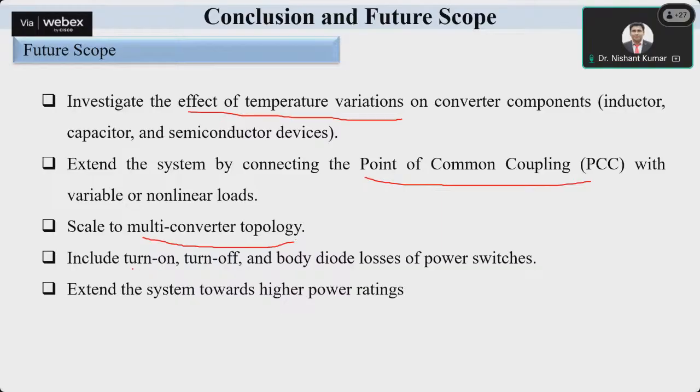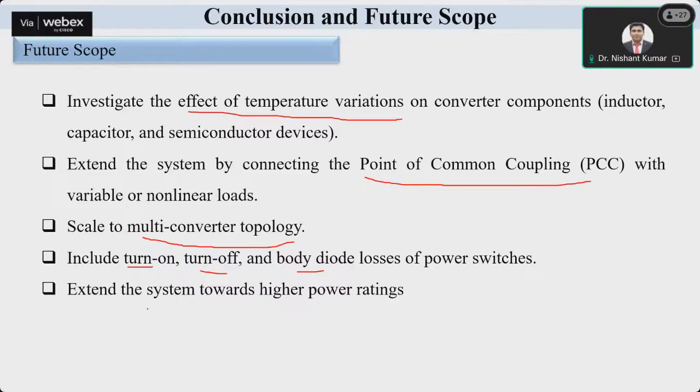Another is the switches. For the switch we have considered, turn-on loss, turn-off loss, and body diode loss, all three should be considered for each switch. Each switch has 3 variables, but we have considered only 2. If we include all three, the equation will be more generalized.